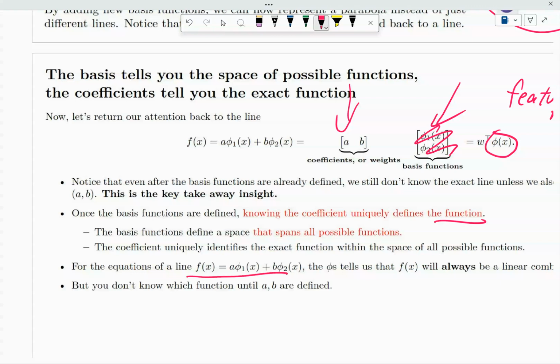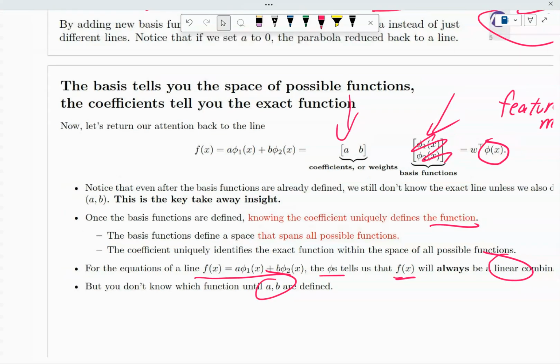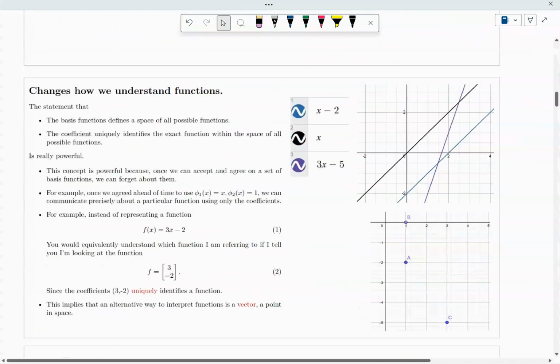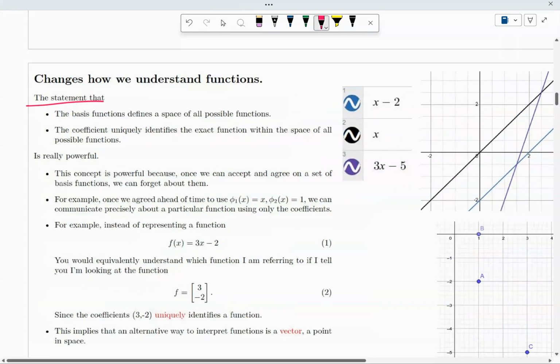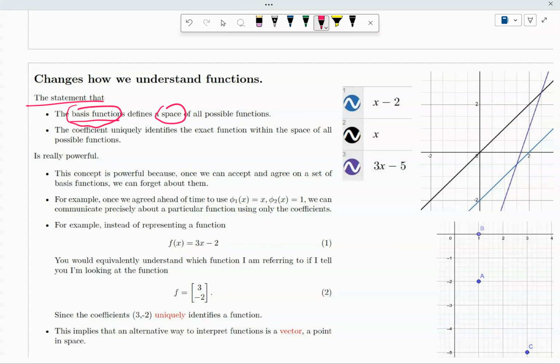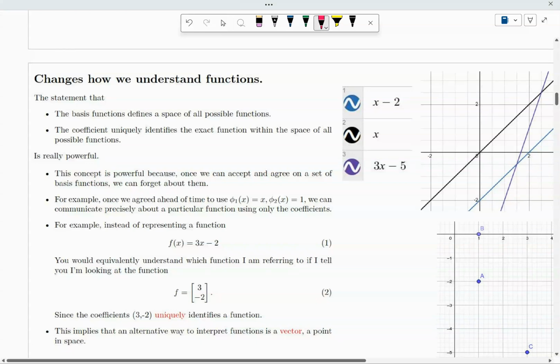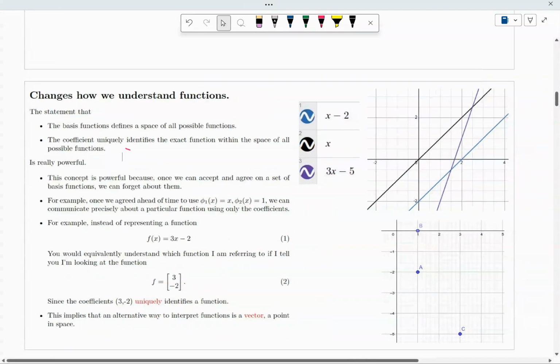So for the equation of a line here, the phi here tells us that f of x will always be a line, but A and B tells us which line exactly we're talking about. So this is a really subtle change. It seems very subtle, but it's actually a really big conceptual difference. So the statement that the basis function defines a space of all possible functions. I keep using the word space. You may not know what I mean by space, but you can kind of imagine that by knowing the basis functions, it does tell you all the possible functions you could have. The coefficients uniquely identify the exact function.